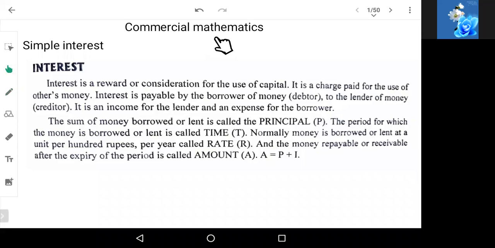Commercial mathematics. Under that, the first topic that we'll be learning is simple interest. Now, interest is the reward or consideration for use of the capital. If we use any capital, for that usage we are paying some extra reward, which is known as interest. So the charge that is paid for using the money is called interest.